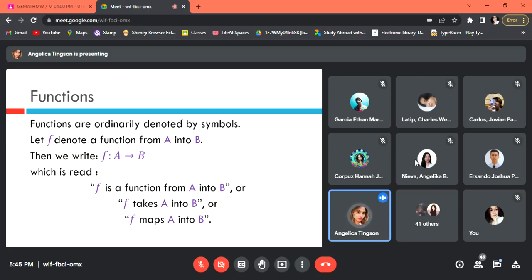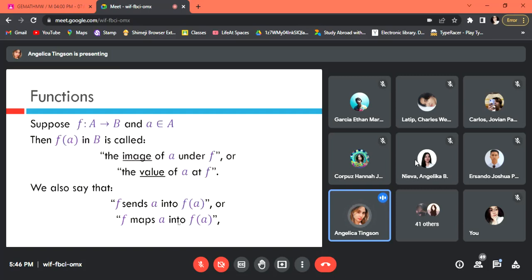Okay? So, function are ordinarily denoted by symbols. So, the F denote a function. So, most probably, F ang ginagamit, no? To, for the notation of function. Okay? F ang ginagamit. So, from A to B. Then, we write function of A. Minsan, ito yung way ng pagkakabasa niya. F is a function from A into B. Ito, pwedeng into. Or, F takes A into B. Or, F maps A into B. So, ganito yung way kung paano siya binabasa. Okay? So, any question? Clarification?